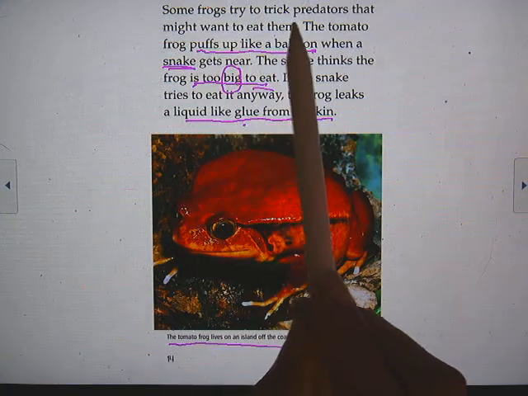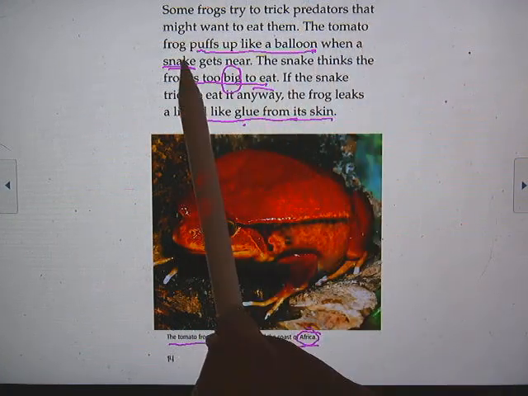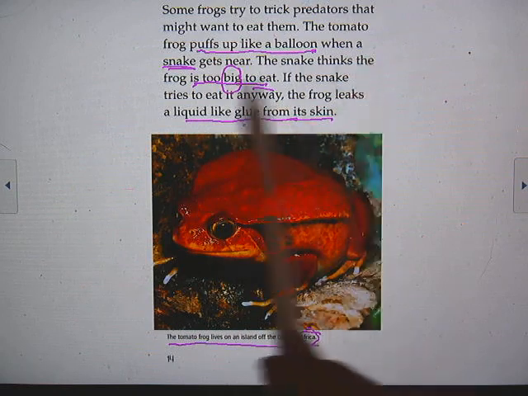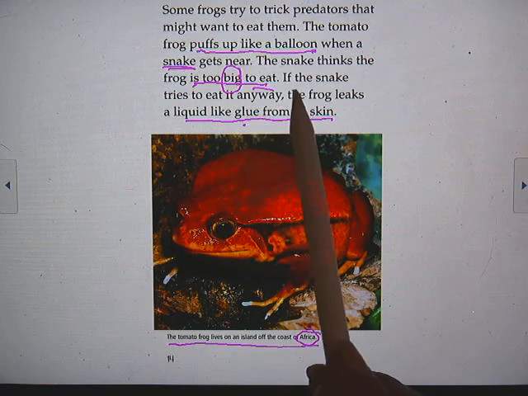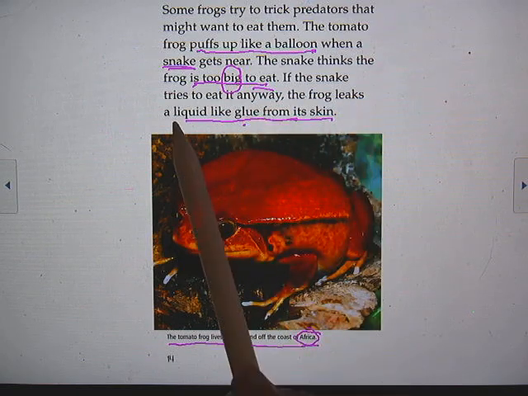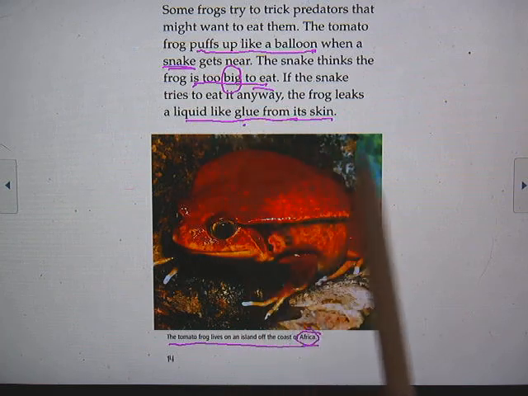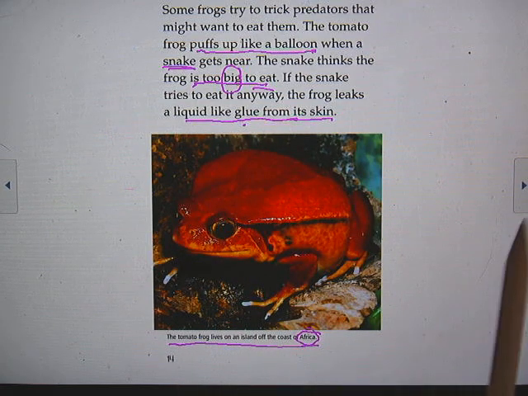Some frogs try to trick predators that might want to eat them. The tomato frog puffs up like a balloon when a snake gets near. The snake thinks the frog is too big to eat. If the snake tries to eat it anyway, the frog leaks a liquid like glue from its skin. The tomato frog lives on an island off the coast of Africa.